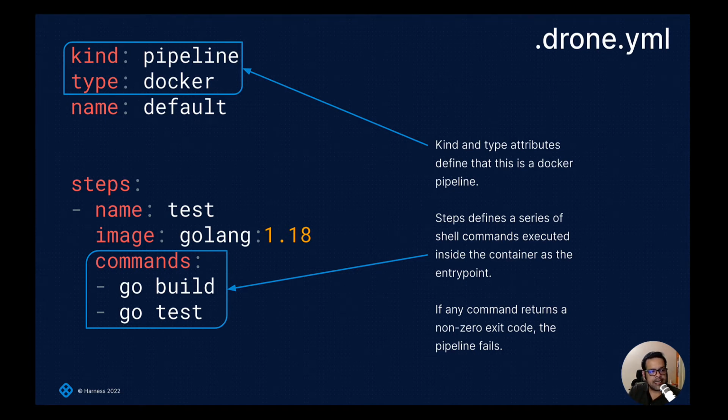And as I said earlier, there's going to be a series of steps. In this one, you see only one step, but we will see some more examples where we have multiple steps as well. So this particular example is going to run a container called Golang 1.18, and then it's going to run commands like go build and go test. All right, it's as simple as that.